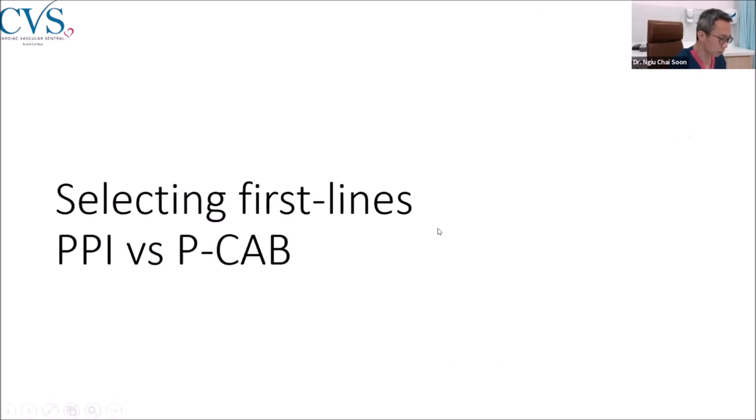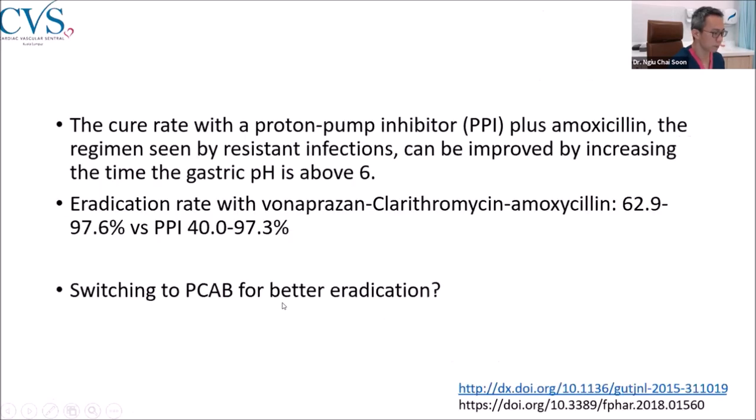So the other question about first-line treatment for Helicobacter pylori. Nowadays, we know that there is vonoprazan or PCAT which is available already. And we know that if we can improve the pH beyond 6, it will make the eradication rate higher. There is one meta-analysis that looked into the usage of PCAT in comparison to PPI. We notice that the success rate of eradication of Helicobacter pylori using PCAT ranges around 63% to 98%. Compared to PPI, the success rate also ranges from 40 to 97%.